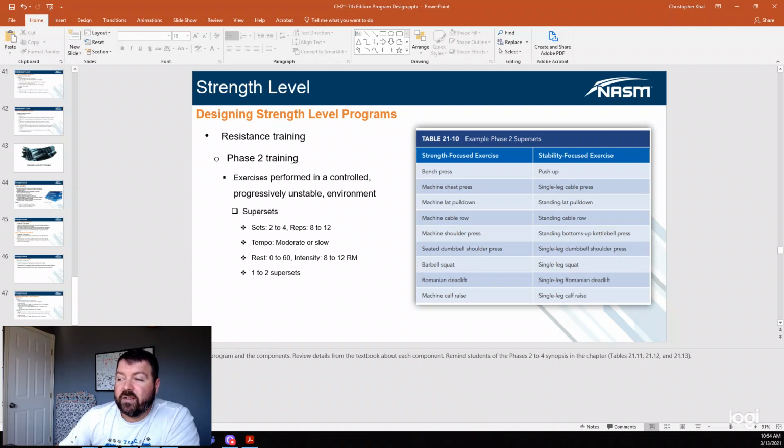Phase 2 training: exercises performed in controlled, progressively unstable environments. So you can do supersets. Sets 2 to 4, reps 8 to 12, moderate to slow in tempo, rest about a minute, intensity 8 to 12 rep max, 1 to 2 supersets in between. So there are strength focus exercises, and they also have stability focus exercises here. If we're doing more strength focused or stability focused, anyway, same thing.